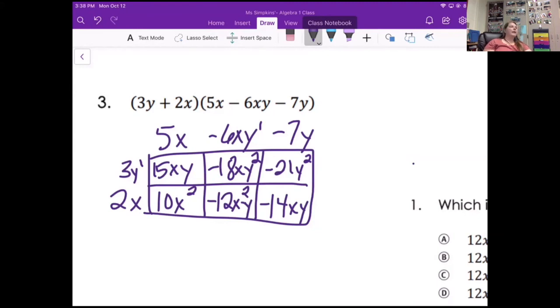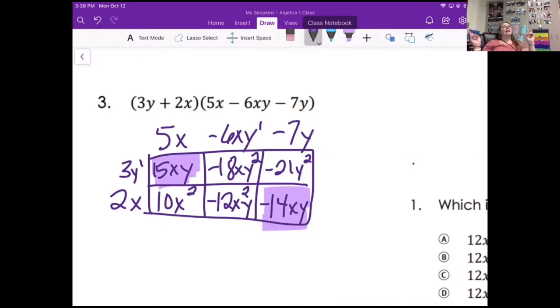All right, so let's write it out. First, before we write it out, do you see any like terms in any of those 6 boxes? Kingsley, you're shaking your head, yes. Which ones? 15xy and negative 14xy. None of the other ones are like. So we literally are just gonna write them in order.